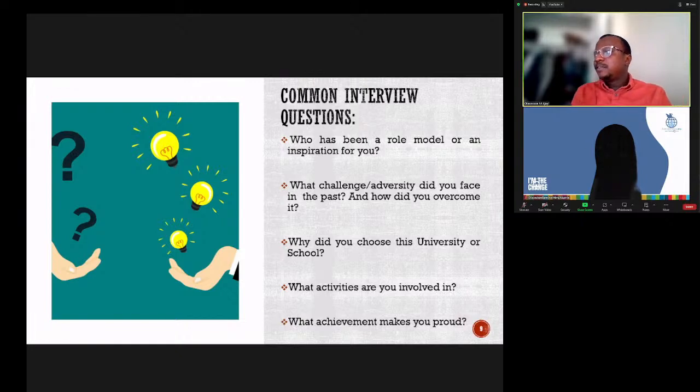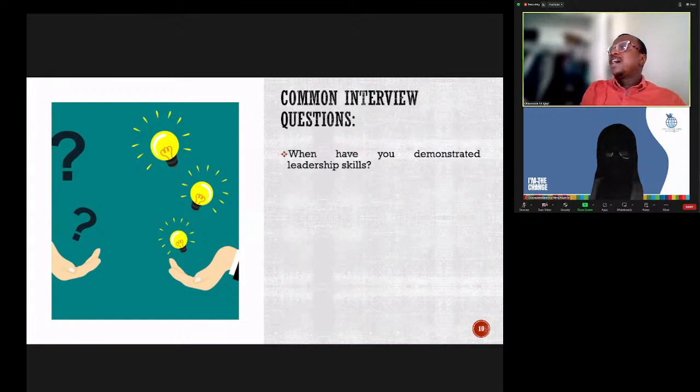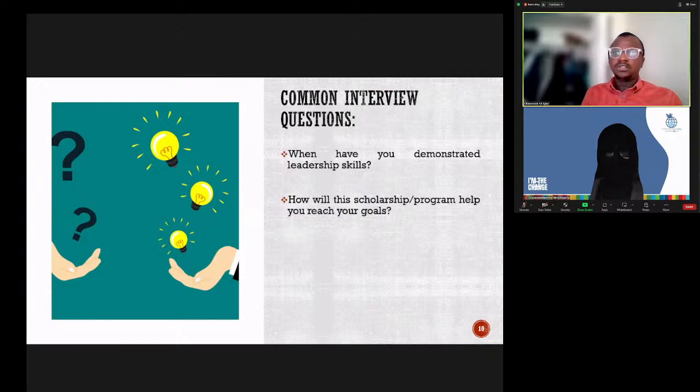Then, what achievement makes you proud? Maybe in the past, there was a particular achievement, you can go back in time to your 100 level, maybe you won the best student in a particular course. No one will state it for you. And why did you choose that achievement? Something like that. When have you demonstrated leadership skills? They might ask this kind of question as well. How will this scholarship or program help you reach your goals?